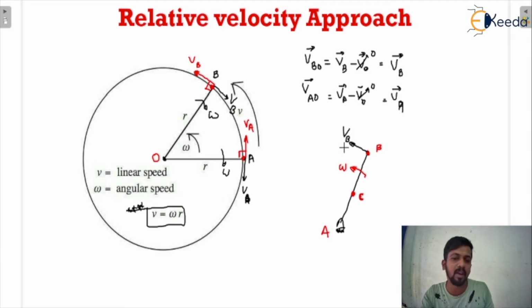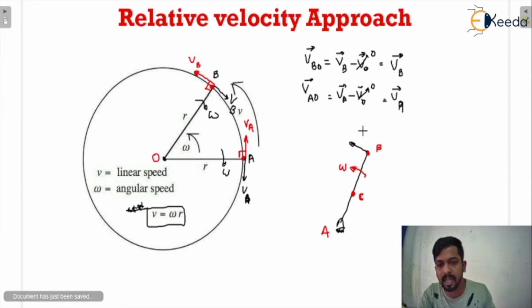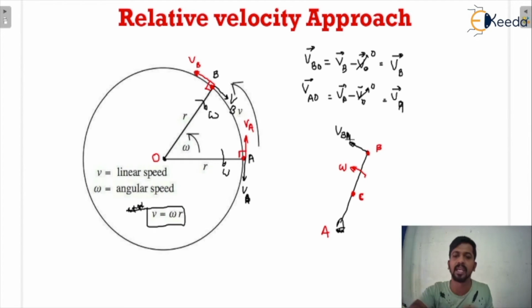But is it VB or VBA? Tell me. Is it VB or VBA? That is basically the relative velocity VBA, because we are discussing the relative velocity. So we can write here VBA. It is another matter that the velocity at point A has zero value, but since we are discussing relative velocity, we will represent the velocity as the relative velocity VBA, accurately.